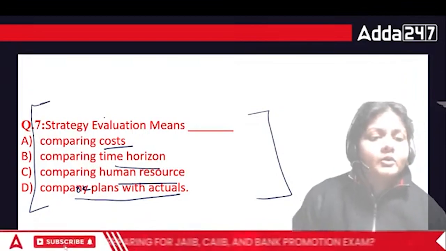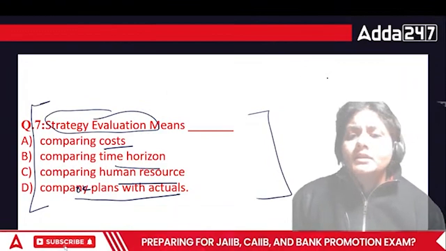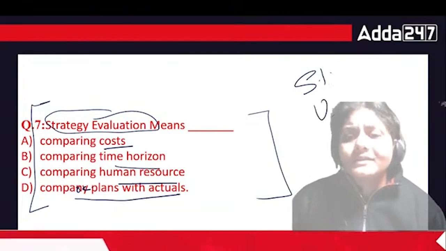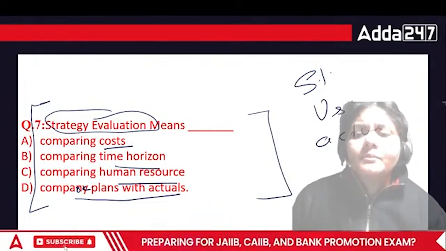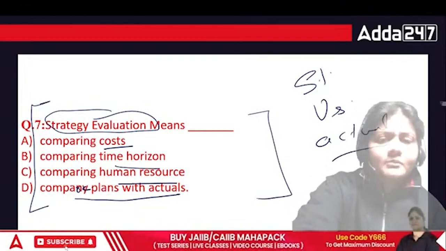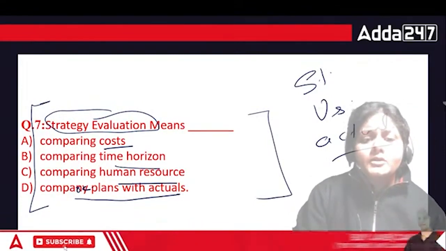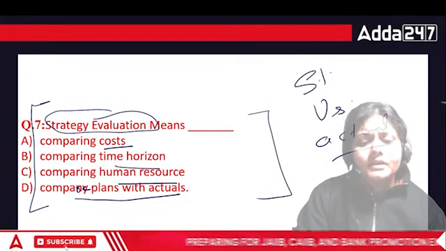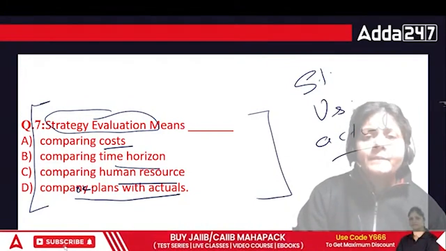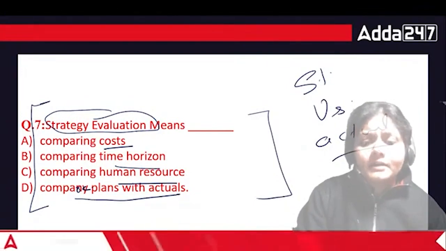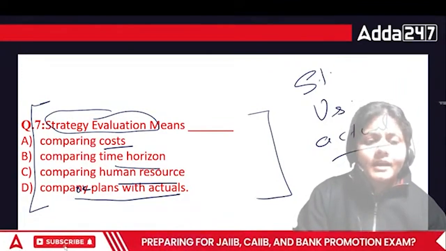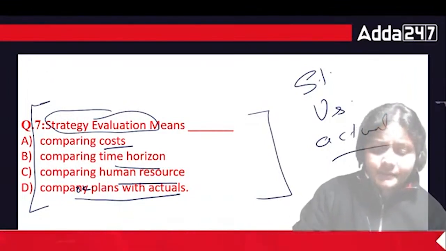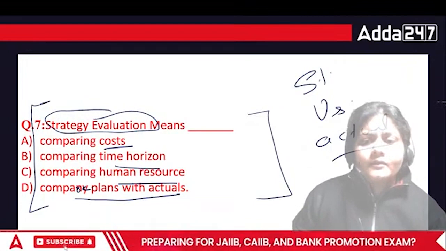See, when we are talking about the strategy evaluation, that means you are comparing the standard versus actual, right? Whatever planning you have done in the strategic HRM or maybe the strategic management, you are comparing that planning with the actual one. So here the right answer is what? That is D, okay? Sorry, one second, that is D, right? Now we have another question.